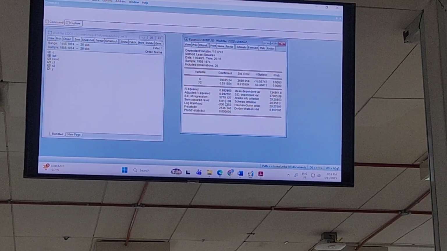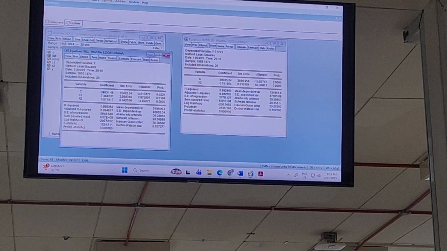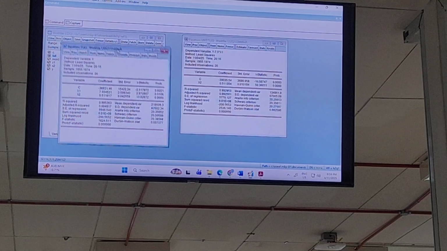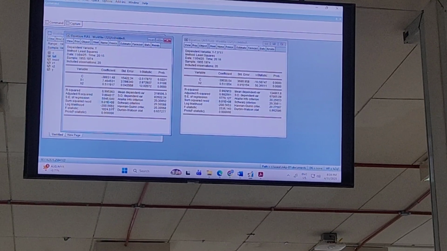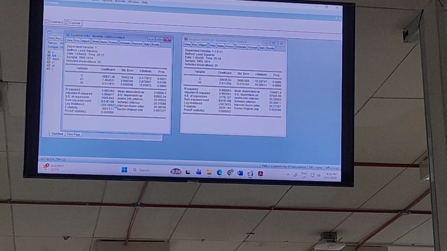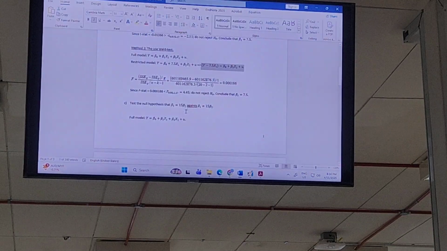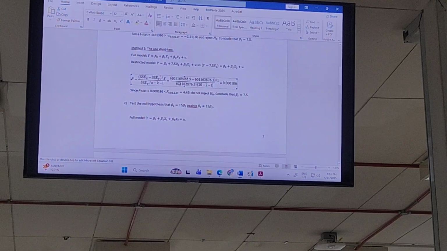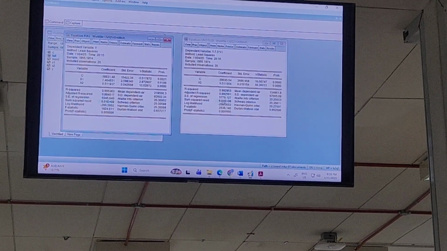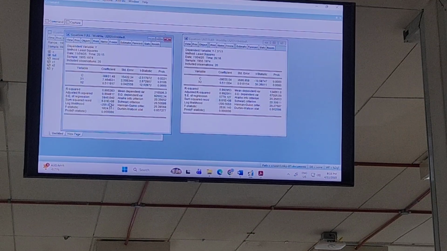This one is SSER, this one is SSEF. Because it's a very large value, it is shown in scientific notation. But if you use Excel, then you are able to get the exact value, just like the one I gave here. This can actually be obtained from Excel. If you use the scientific value, it is the same, this one divided by this one, but not that accurate.